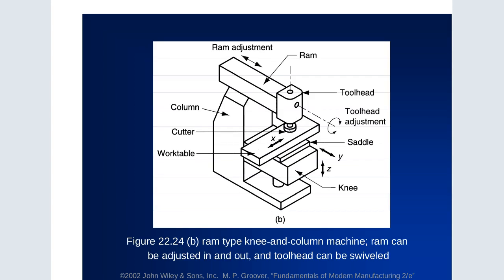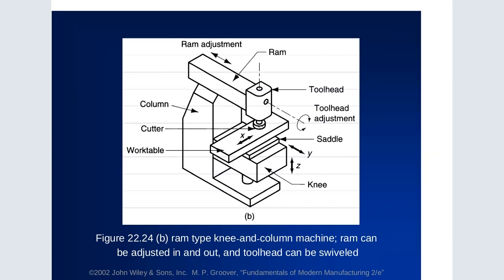And the column milling machine. That is a ram type knee and column machine. The ram can be adjusted in and out, and the tool head can be swiveled.